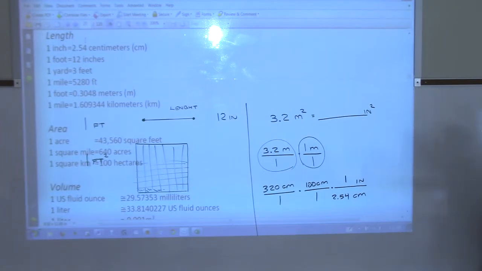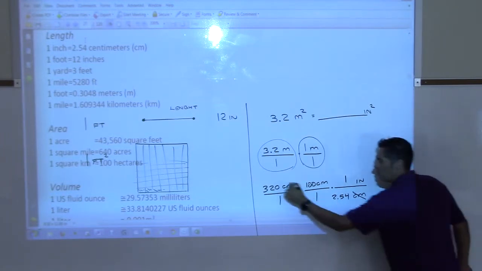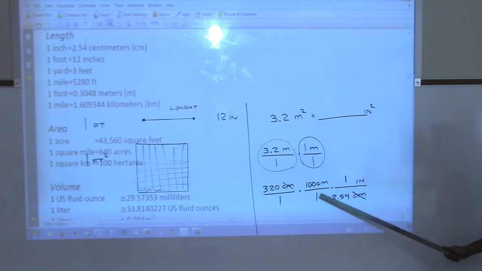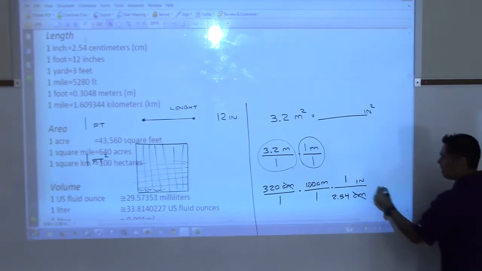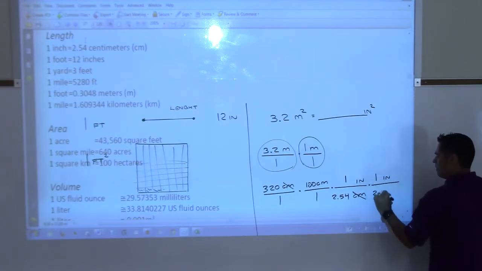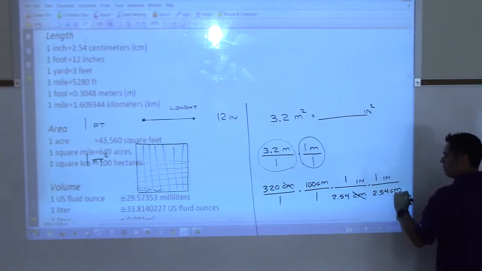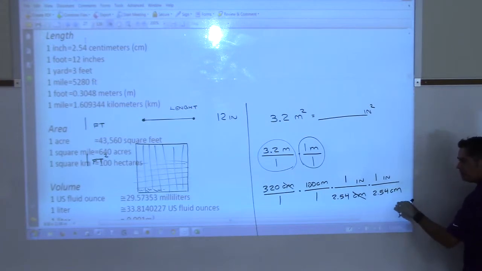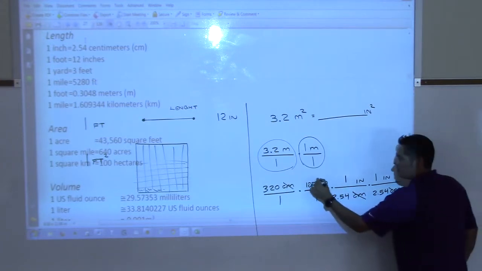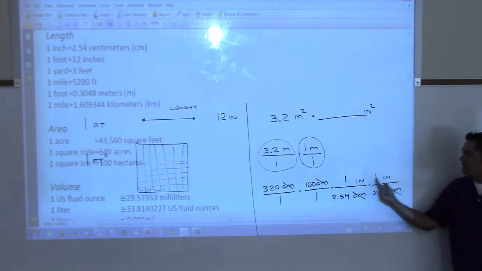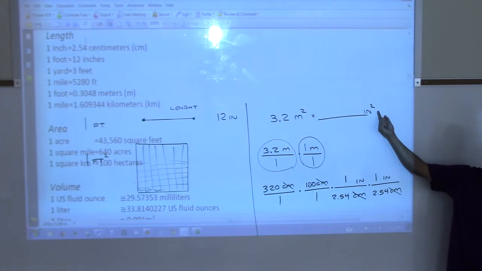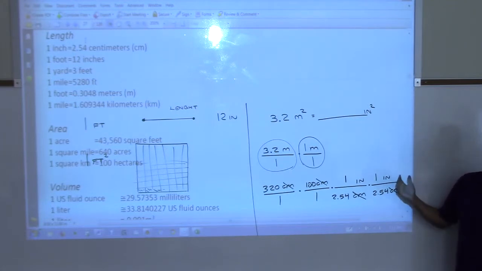But only one of them, right? Only this one and this one. What's still here? One more centimeter. So you got to do this again. And it's actually a good thing because when we do it again, these cancel out, then how many inches am I left with? Inches, inches, right? Inches squared. Make sense?